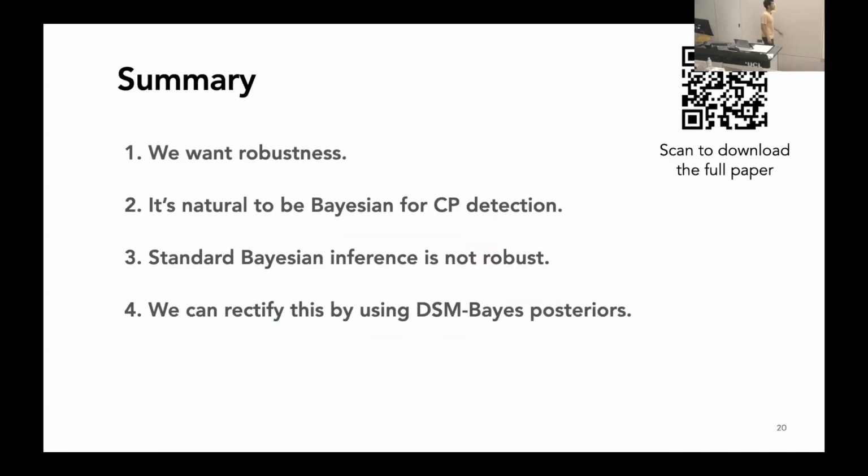So in summary, we want robustness. Models are not perfect, and we want to deal with these outliers. Otherwise, we will get unnecessary change points that will cause problems in our setting. It is natural to be Bayesian for change point detection because it gives us one-step updates, uncertainty quantification, and predictions. But the standard Bayesian inference is not robust; it's easily fooled by outliers. So we can rectify this by using the DSM posterior, which is provably robust and computationally feasible. That's it. Thank you.